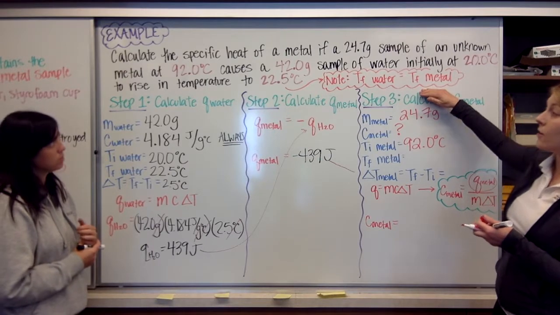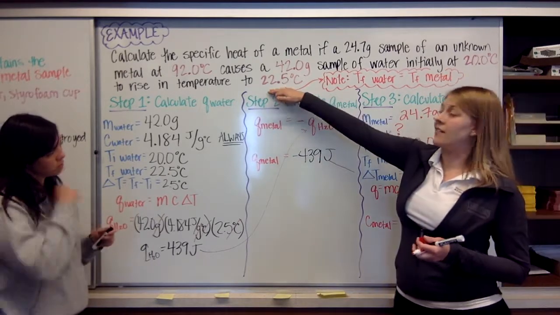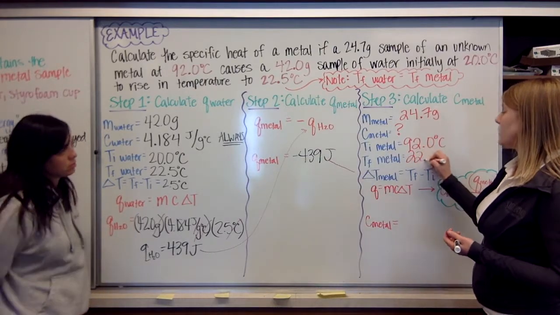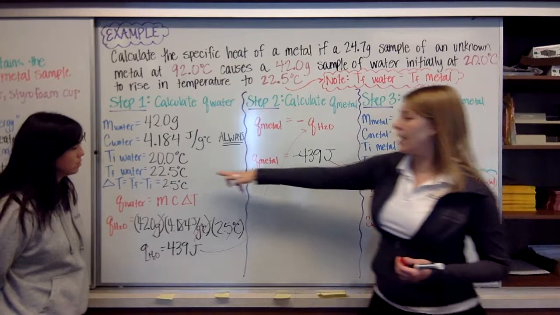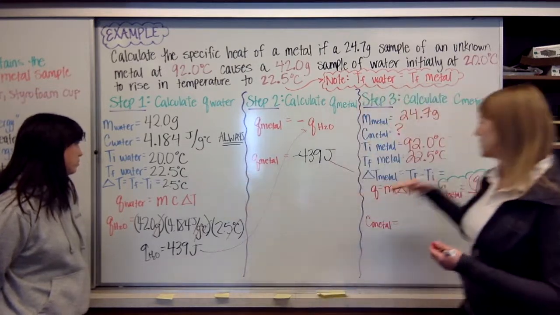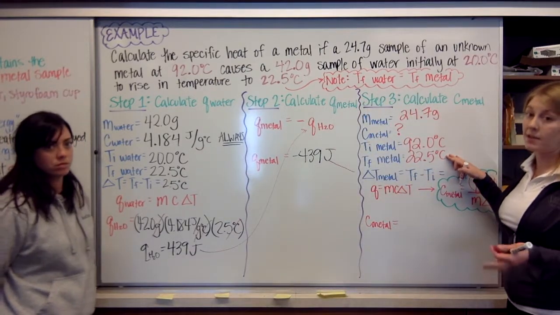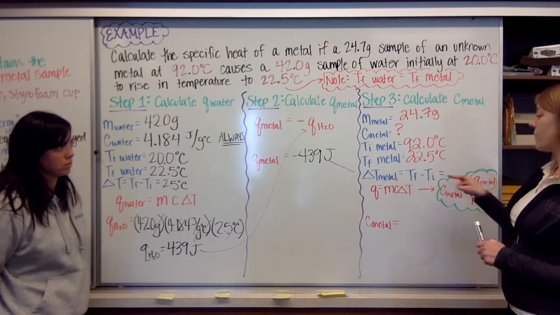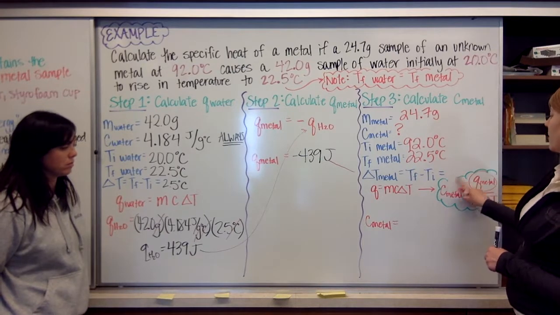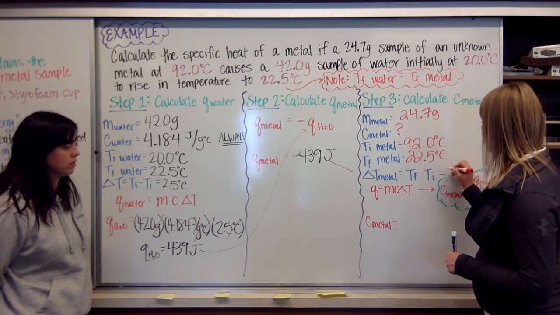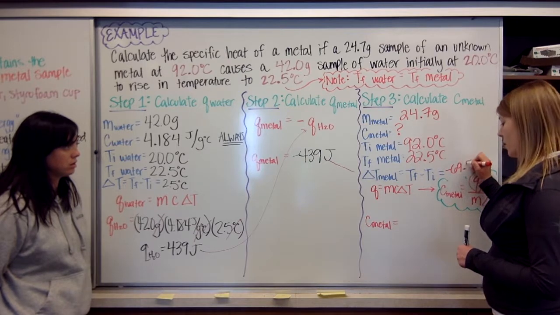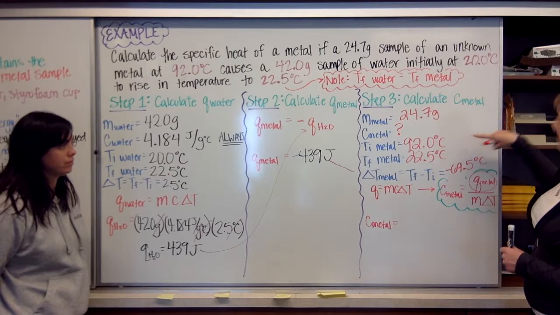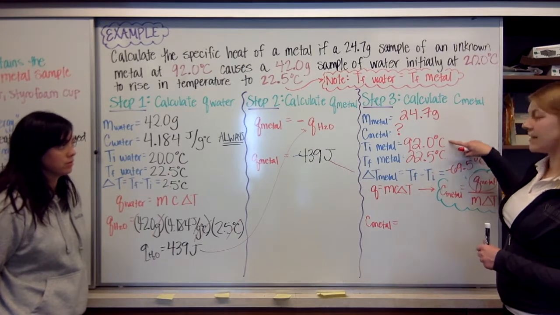Okay? So if the water rises to 22.5, and that's the final temperature, then that's also the final temperature of the metal. Okay? TF, 22.5. TF, 22.5. They need to be the same. Okay? Now we can do our change in temperature. TF minus TI is equal to negative 69.5 degrees Celsius. Okay, so TF, sorry, 22.5 minus 92.